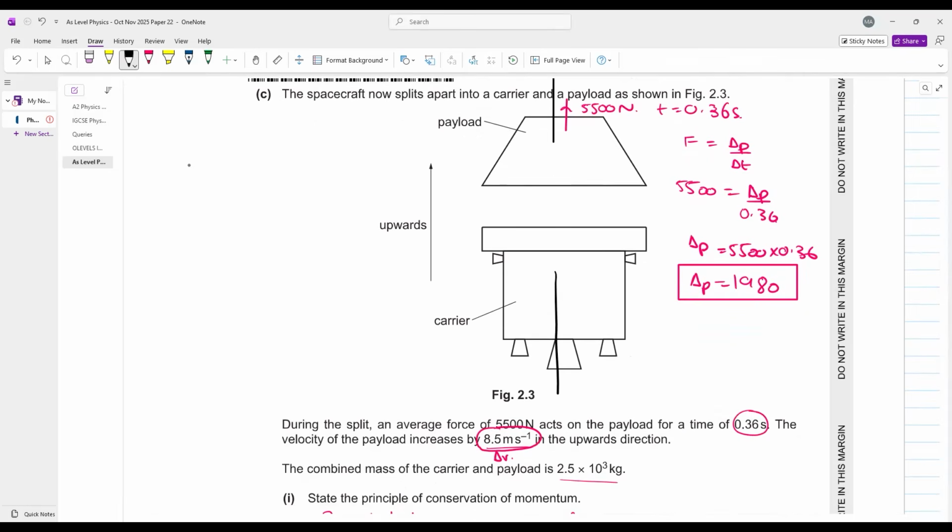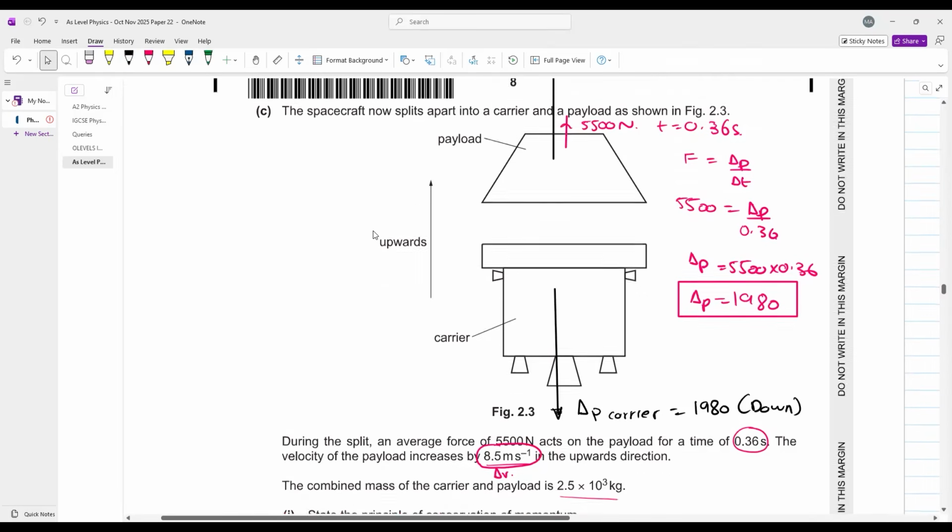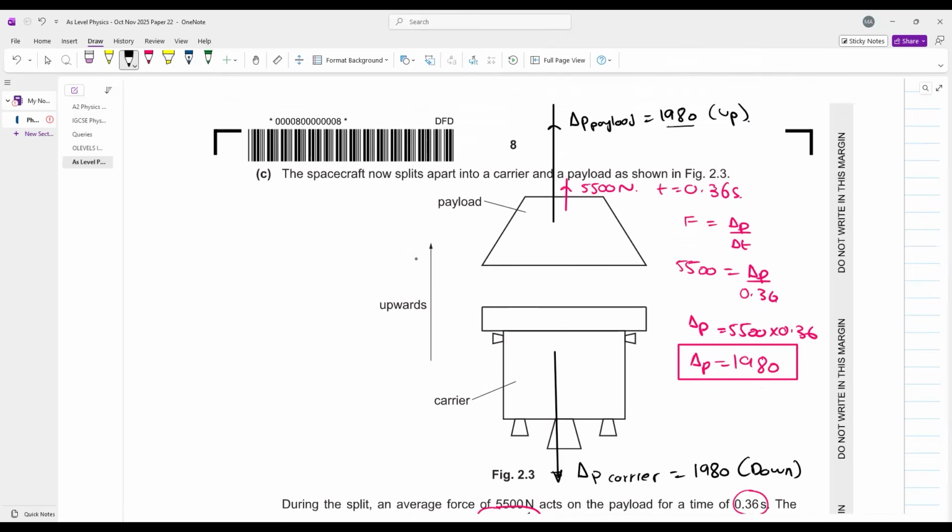To cancel this momentum out, payload का momentum cancel करने के लिए the carrier will have a momentum in the downward direction of 1980. बेटा, अगर पेलोड का मोमेंटम 1980 है इन द अपवर्ड डायरेक्शन, कैरियर का मोमेंटम भी सेम होगा 1980 बट इन द डाउनवर्ड डायरेक्शन, सो दैट बोथ द मोमेंटम्स कैंसिल आउट. सर, अब आप दोनों मोमेंटम्स को कैंसिल आउट करने का क्यों कह रहे हैं?